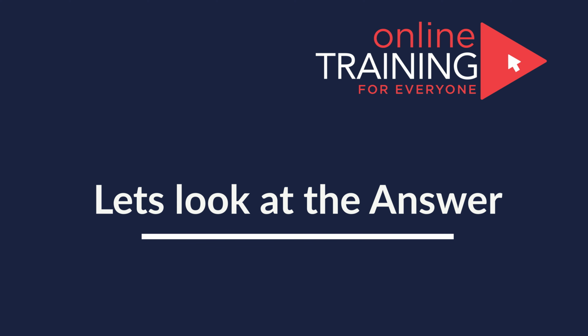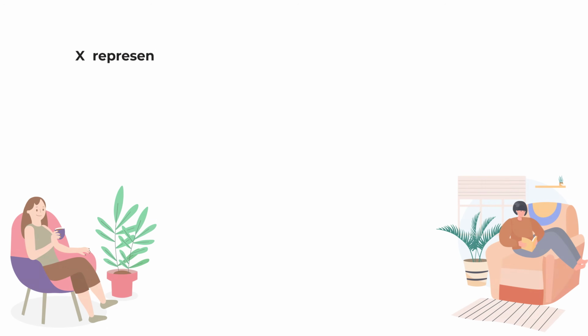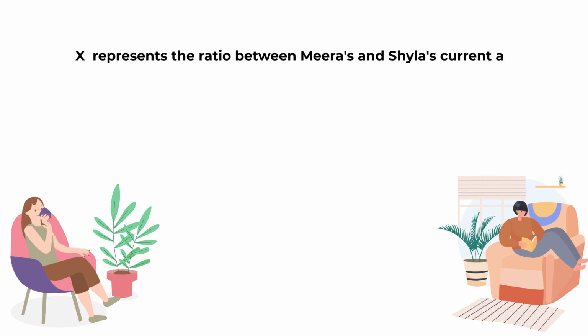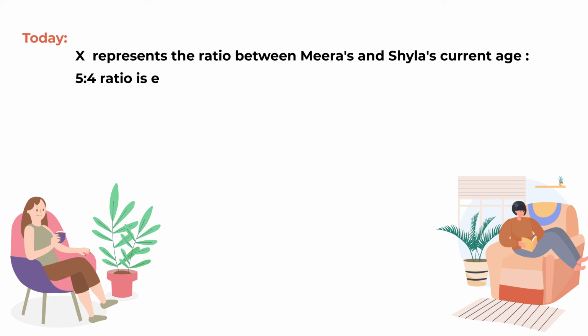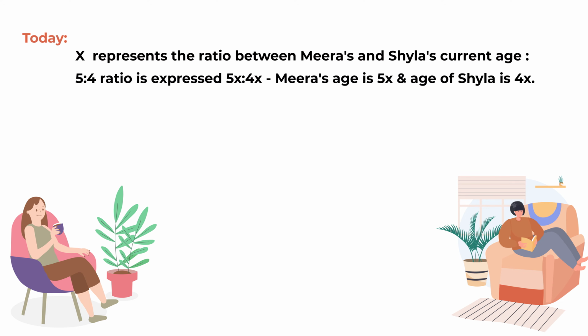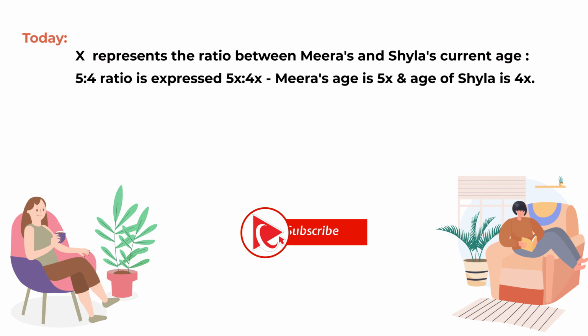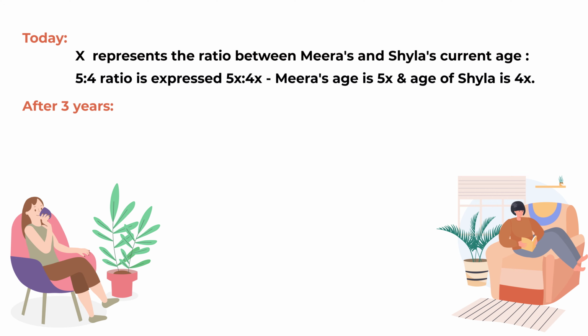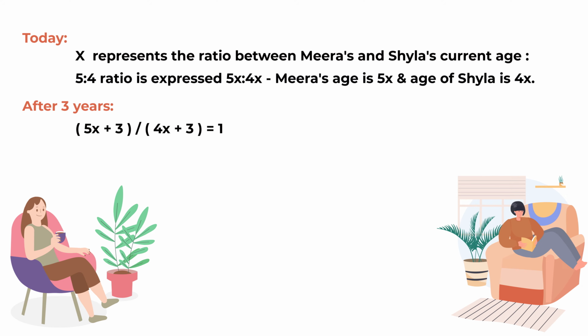To solve it, we need to define a variable x, which would be a ratio between Mira's and Shyla's current age. If that's the case, then the current age of Mira will be 5x, and the current age of Shyla will be 4x, which means that we can build an equation and calculate the ratio of ages after 3 years. In this equation, we will have (5x + 3) divided by (4x + 3), which would be equal to 11/9.